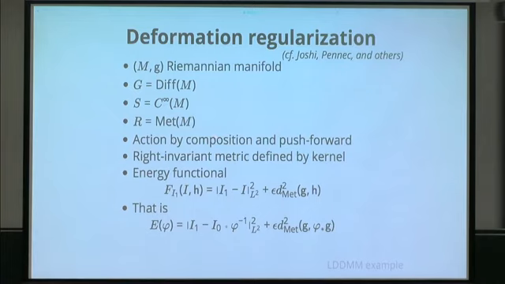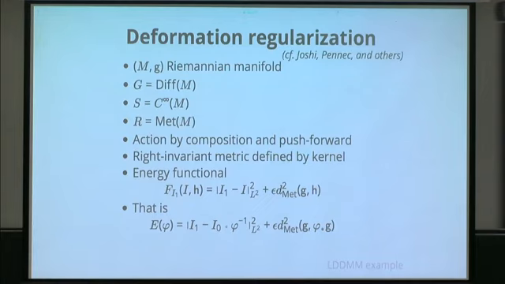We take a right invariant metric defined by a kernel. The action is by composition here and by push forward here. And then the energy function is something like this. And now this thing here is, what did you call it? The Ebin metric, or the L2 metric on the space of Riemannian metrics, right? So the energy functional F looks like this.